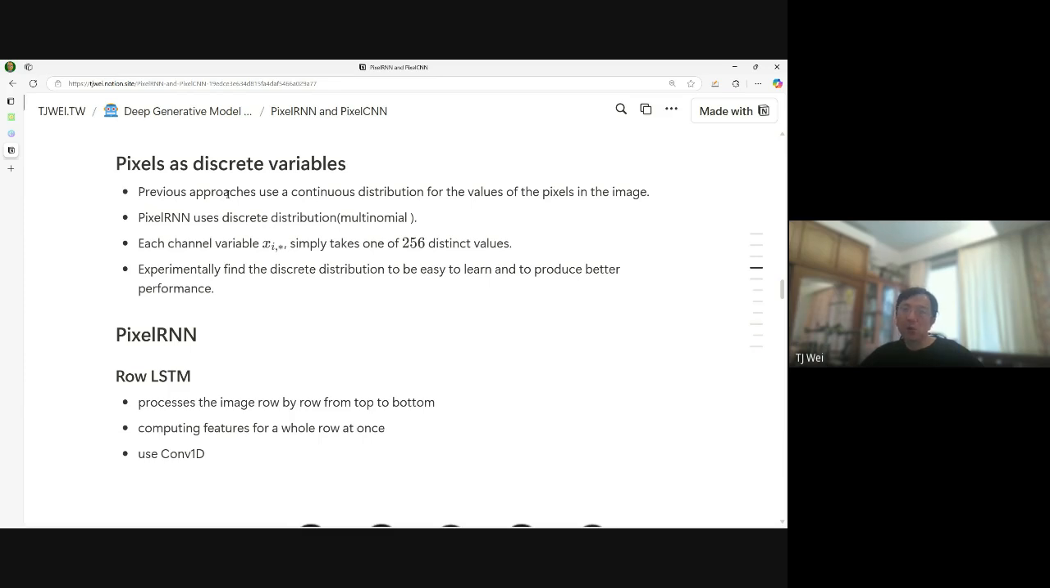Actually, there were previous approaches that used autoregressive models for image generation. Although they may have different choices of ordering or other things, most of them use continuous distributions. That's understandable, because it is more natural and follows the general rule of choosing whether to use a discrete or continuous variable. But in PixelCNN and PixelRNN, they chose a different way.